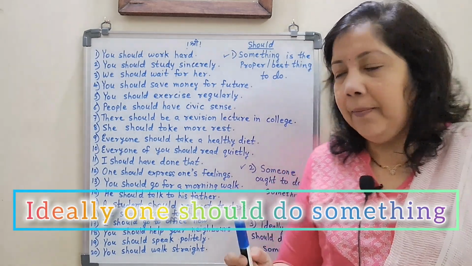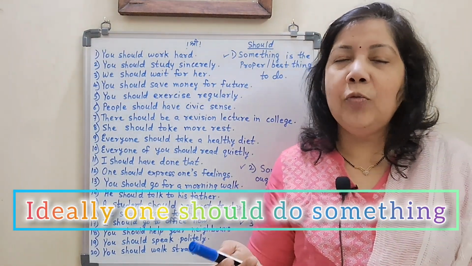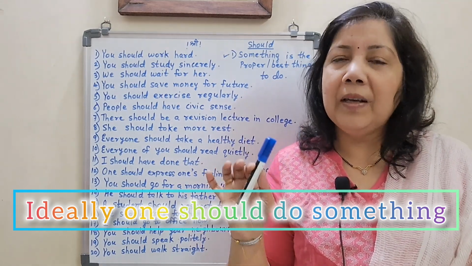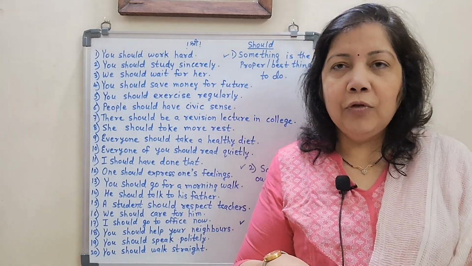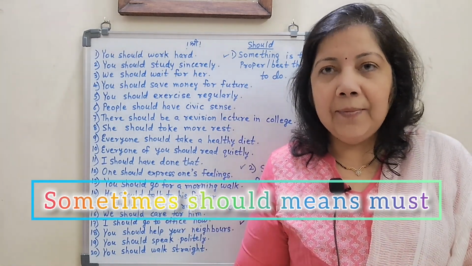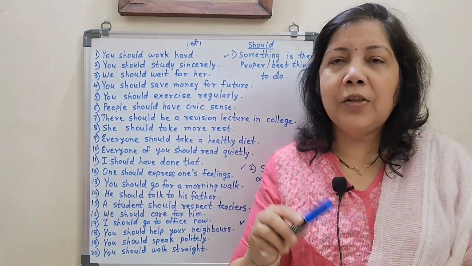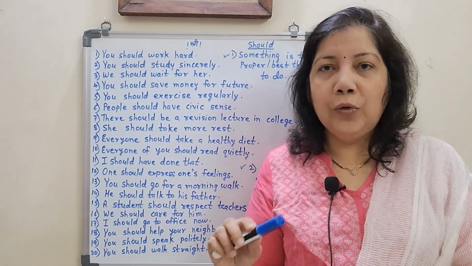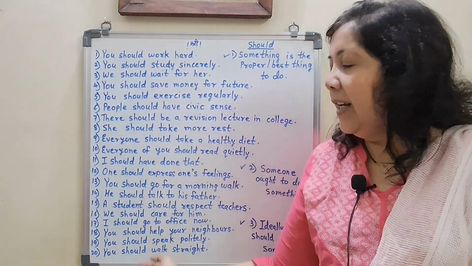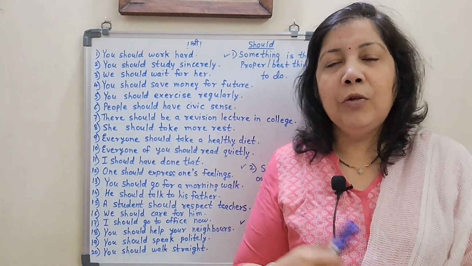And the third time, ideally one should do something. Suppose something has to be done ideally. It is the proper, the best way. It is ideal that you should do something. Then we can use should. And sometimes we use should like must, that you must do something. In that way also we can use should. So let us see some sentences and it will be very clear to you once you read the sentences.